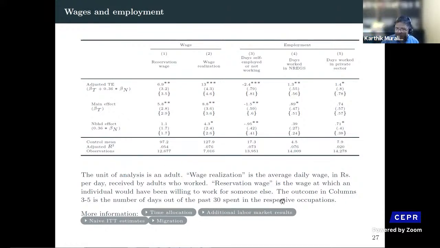And then the big result on employment. Unsurprisingly, you get this positive effect on NREGA, right? But you also get this positive effect on days worked in the private sector. And again, the main effect and the spillovers are in the same direction. And the net effect is quite substantial. And then here you see one of the problems with the existing ways the NSS measures it, right? Because they combine self-employment and private employment. So when we measure self-employment or not working, you see the significant reduction over here, okay?